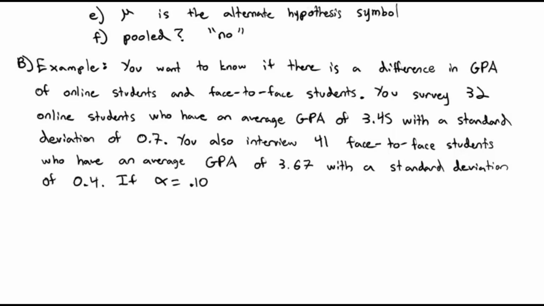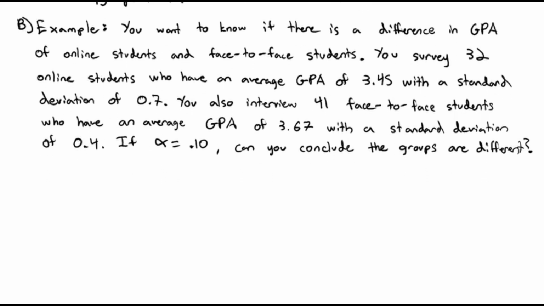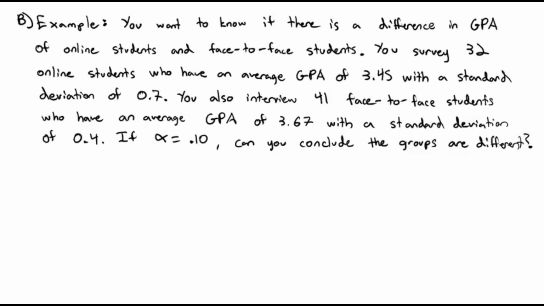If alpha equals 0.10, can you conclude the groups are different? We're comparing the average between the two groups, not just testing a claim against a claimed GPA. We just want to know, is there a difference between these two groups? We have two means that we're comparing.